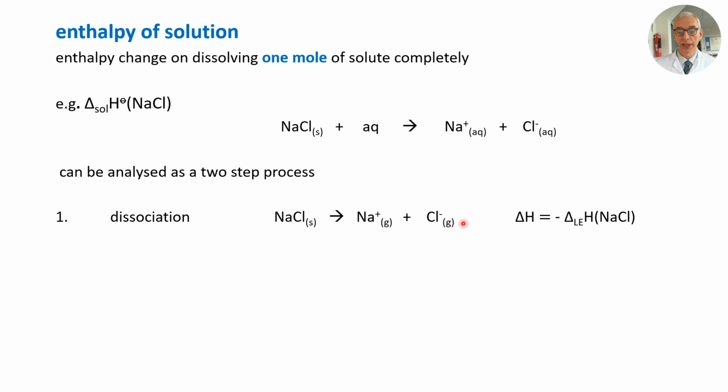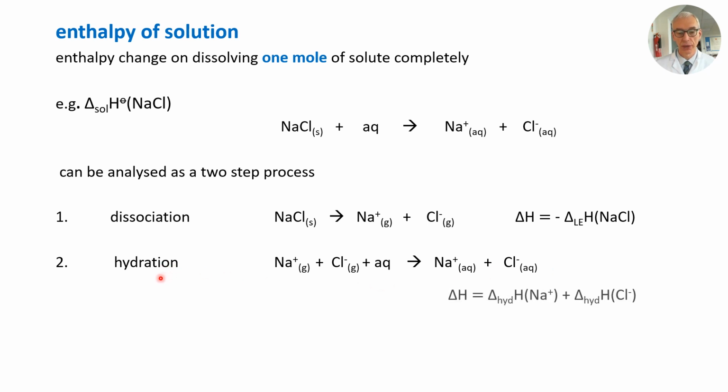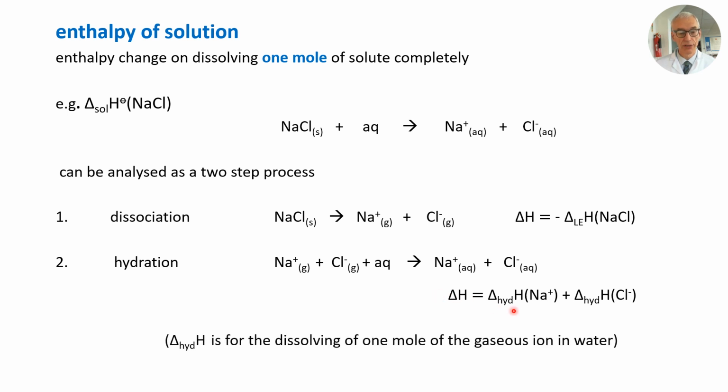And having formed the gaseous ions, well, then we can turn them into aqueous ions. So the gaseous sodium ion becomes an aqueous sodium ion, the gaseous chloride ion becomes an aqueous chloride ion, and that process is called hydration. Delta H for this will be the sum of the 2 hydration enthalpies, which is defined as the enthalpy change on dissolving 1 mole of the gaseous ion in water.